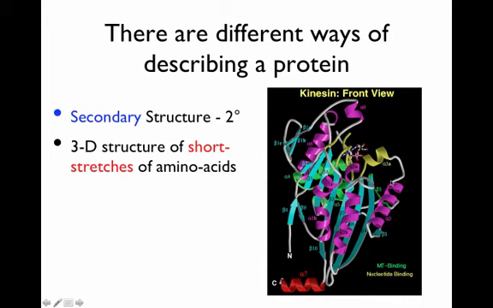And these little twists are called turns, and there are many different kinds of turns. So anytime you're talking about a little piece of the three-dimensional shape of a protein molecule, but not the whole protein molecule, then you're talking about secondary structure.